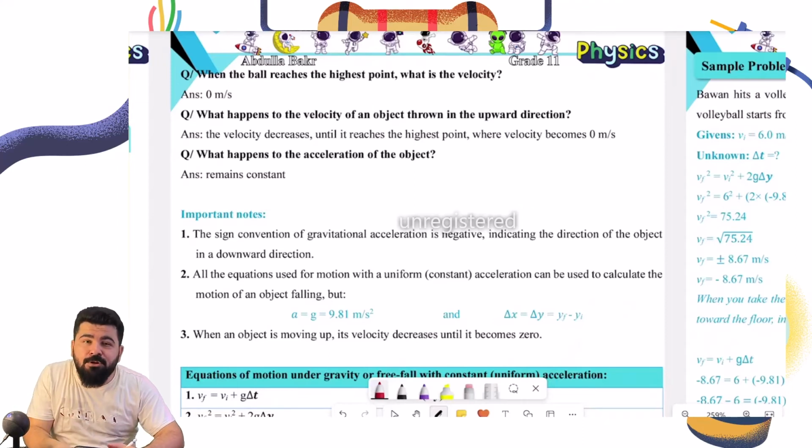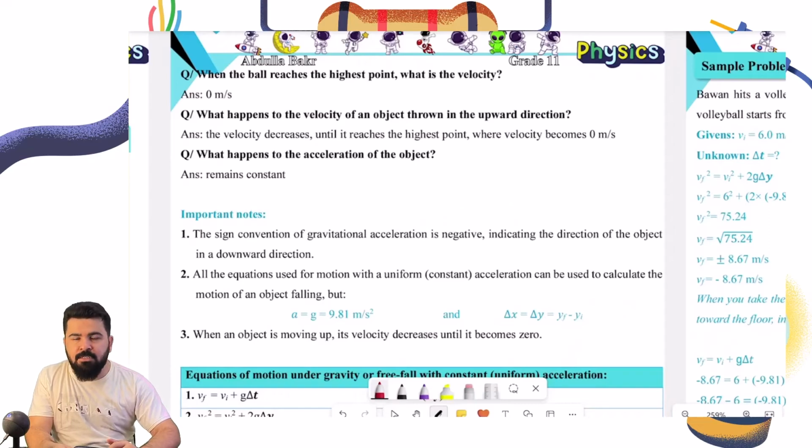A very important question here: what happens to the acceleration of an object? Nothing. It remains constant. 9.81 meter per second squared. It doesn't change. Whether the object is slowing down or speeding up, whether the object is stationary or moving, doesn't matter. 9.81 meter per second squared.